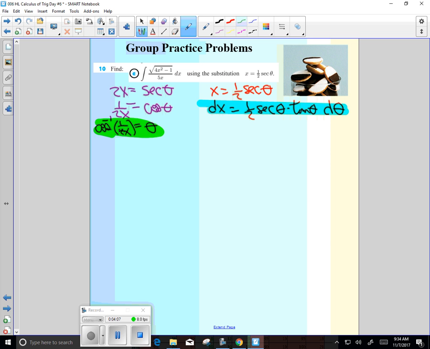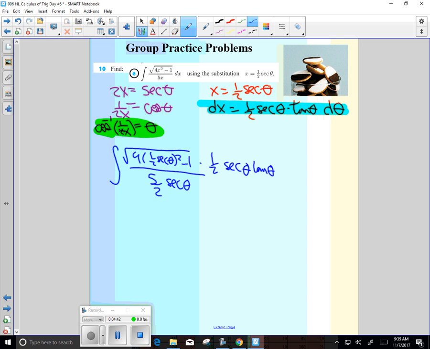How many got that far? Any questions on that, how I got the dx and solved for theta? So now what we're going to do is substitute wherever there's an x, I'm going to put in 1/2 secant theta. And wherever there's a dx, I'm going to put in a 1/2 secant theta tangent theta d theta. So this was 5 times 1/2 secant theta tangent theta d theta.